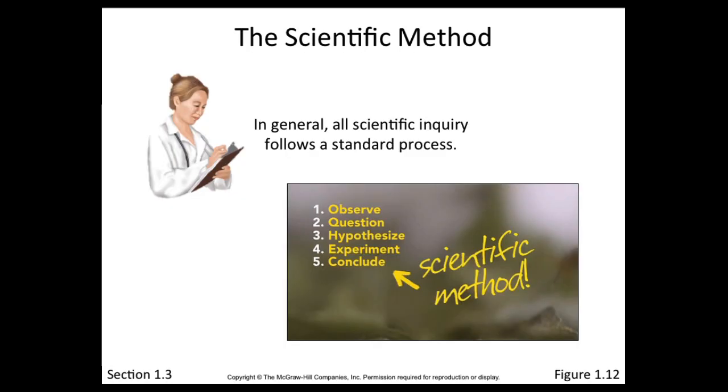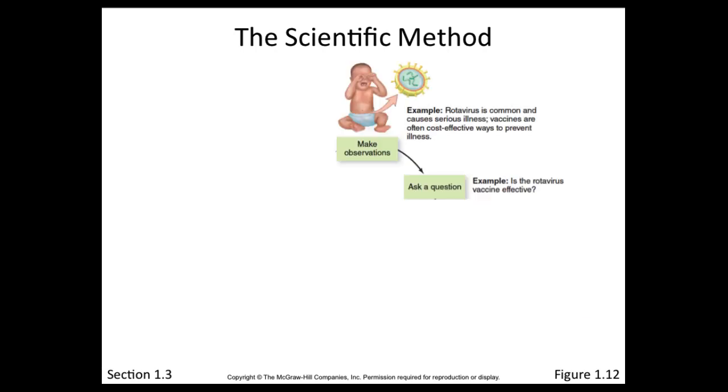The last section of this lecture is all about the scientific method. In general, all scientific inquiry follows a standard process. On your screen here, you can see that the scientific method has been broken down into 5 distinct steps. This is a very simplified way to describe the process. In our textbook, it describes it a little bit differently.